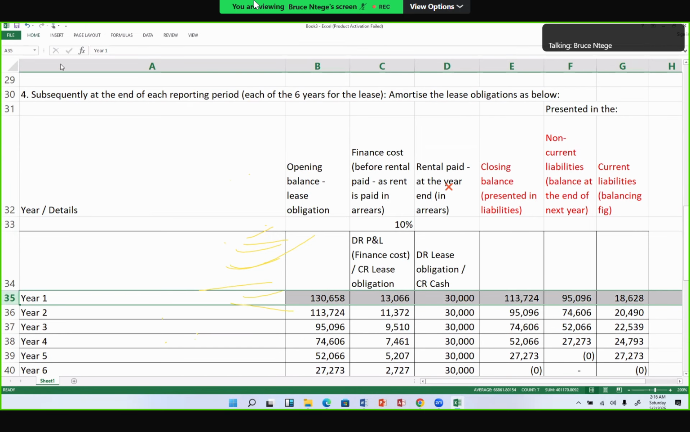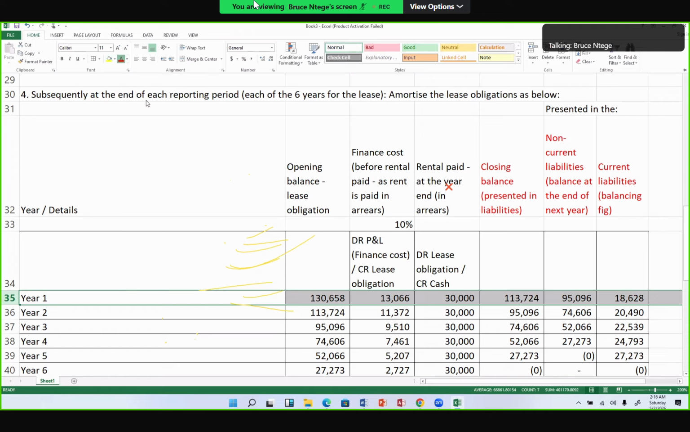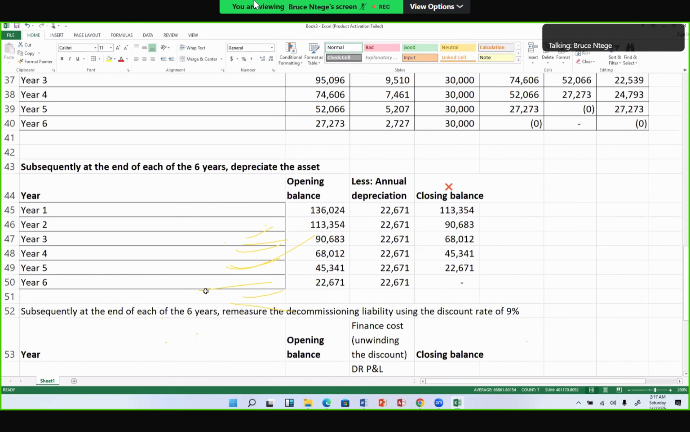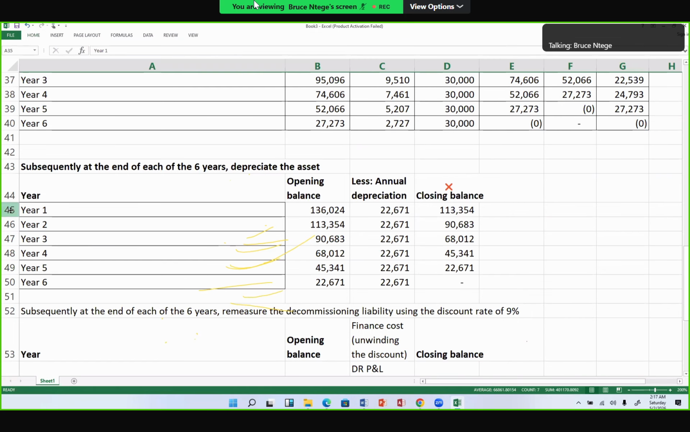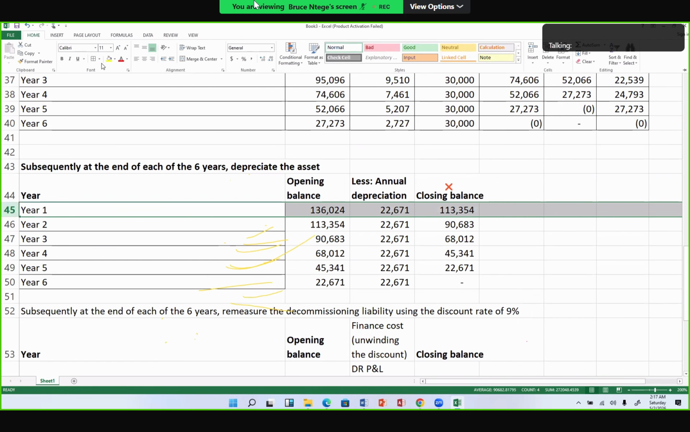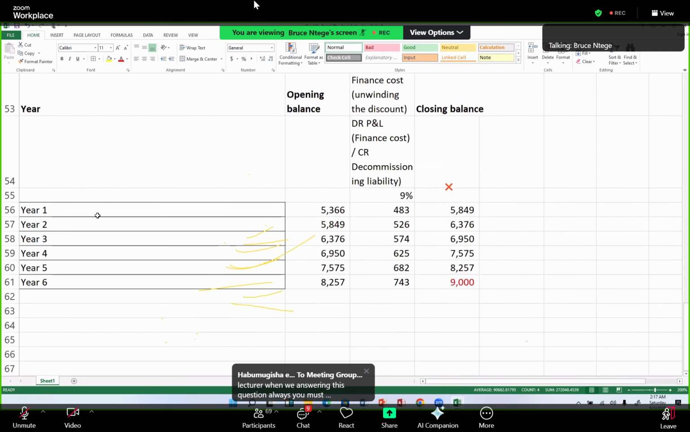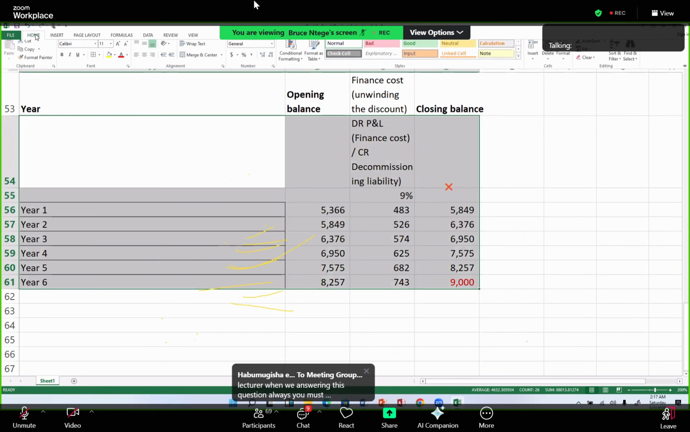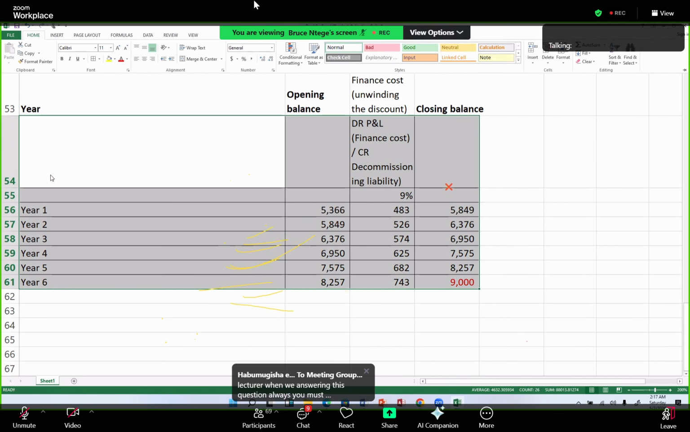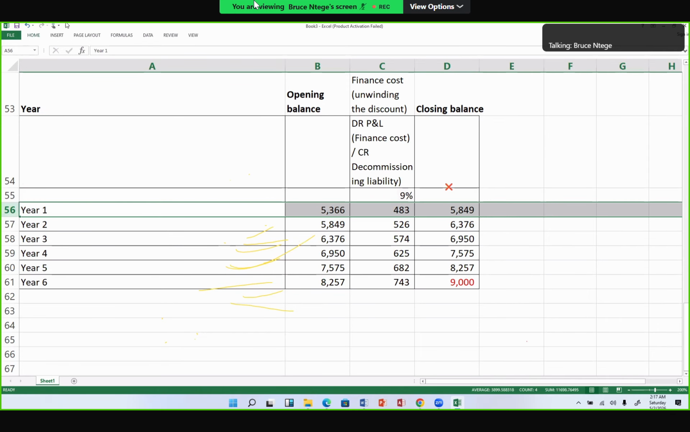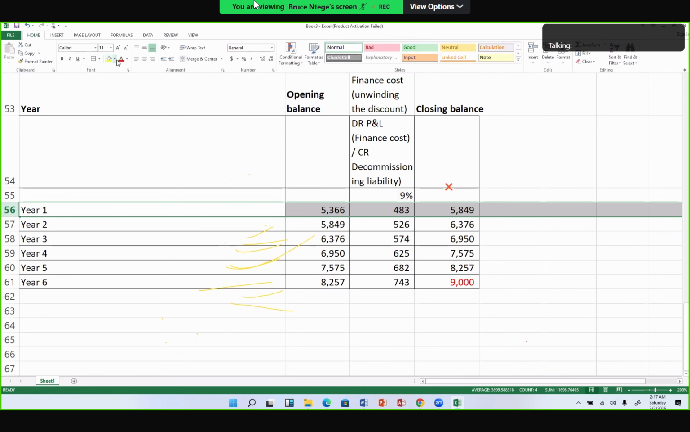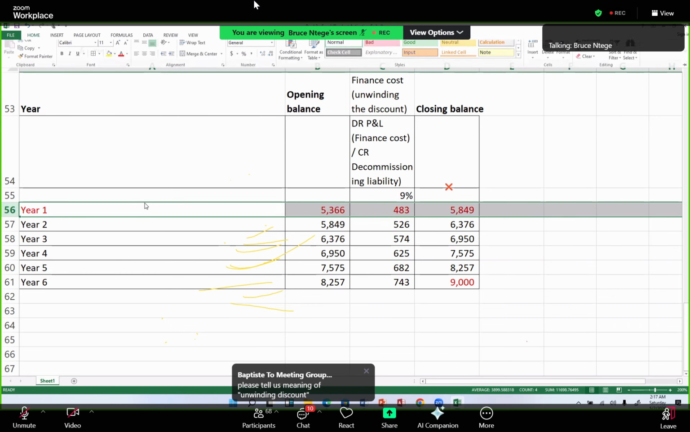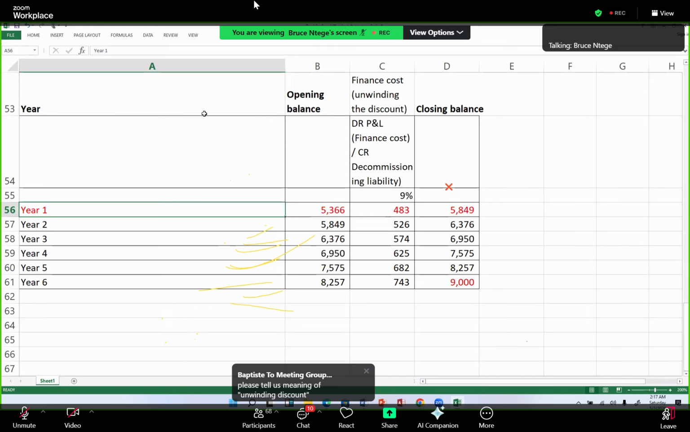Year 1 there. Similarly, for the right of use asset, it will just be that year 1. And the decommissioning cost will still be just that one line. This here. So we'd only commit ourselves to year 1. Okay, so for us, we've done all the years, all the 6 years, beyond the question.